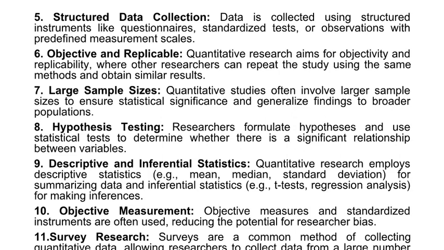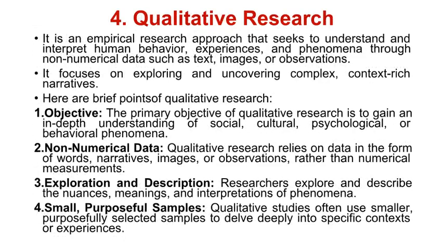The fourth type of research is qualitative research. It is an empirical research approach that seeks to understand and interpret human behavior, experiences, and phenomena through non-numerical data such as text, images, or observations. It focuses on exploring and uncovering complex, context-rich narratives. Here are brief points of qualitative research. 1. Objective. The primary objective of qualitative research is to gain an in-depth understanding of social, cultural, psychological, or behavioral phenomena.